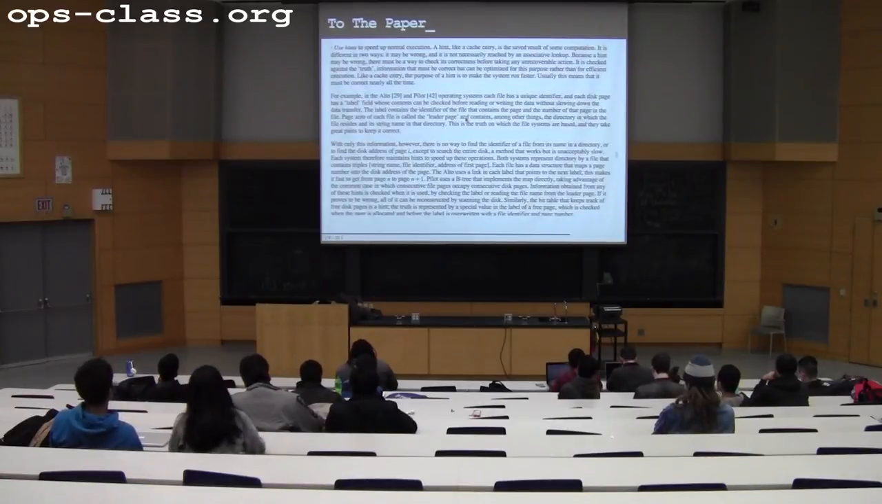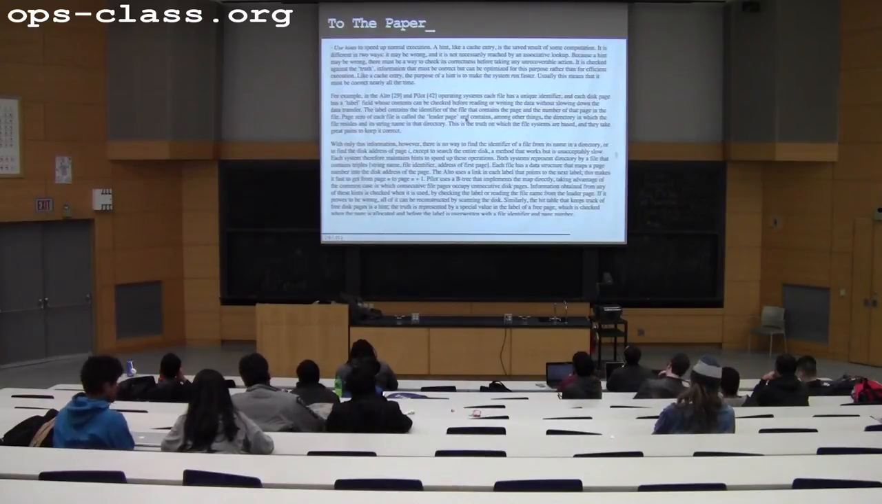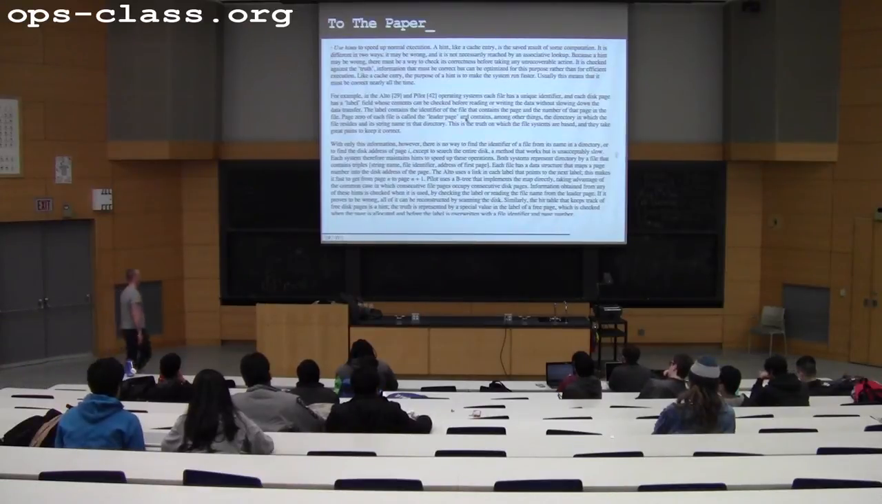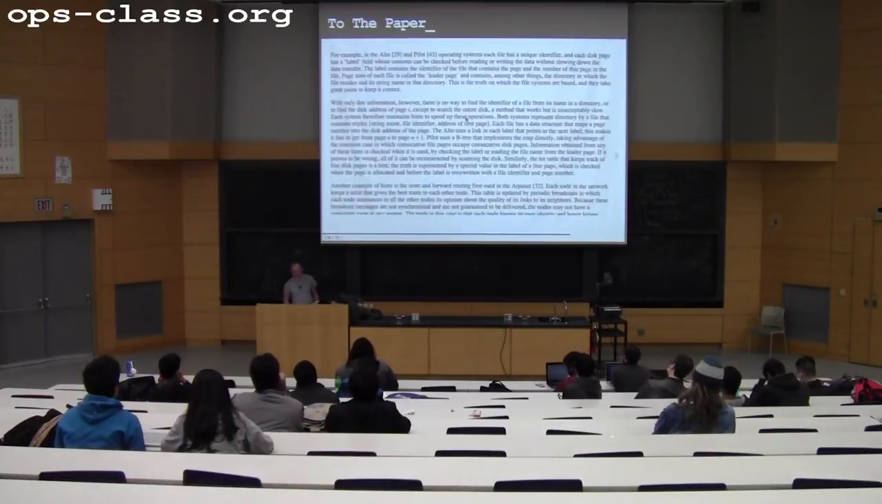So I think this is talking about how file systems maintain hints to identify a file from its name in a directory, or from the disk to find the disk address of a page. I'm not going to go through this example. You guys can look at it. But this is a fairly drawn out example of how to use hints in the file system. There are other places that this works.